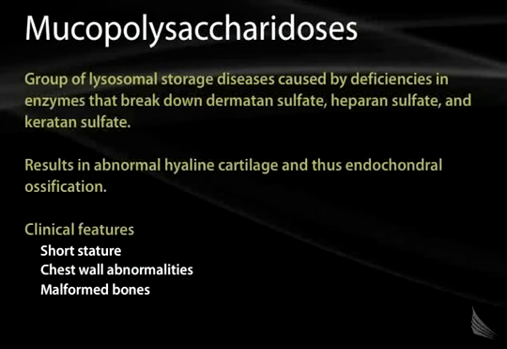Systemic disorders that can lead to the development of skeletal abnormalities include the mucopolysaccharidoses. As you remember from our genetics lecture, this is a group of lysosomal storage diseases caused by deficiencies in enzymes that break down various cellular constituents, including dermatan sulfate, heparan sulfate, and keratan sulfate. The fact that these components can't be broken down leads to abnormal hyaline cartilage and poor endochondral ossification. Clinical features here: these patients develop short stature, chest wall abnormalities, and malformed bones.